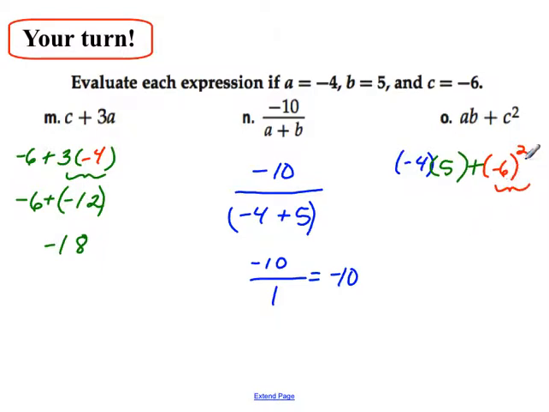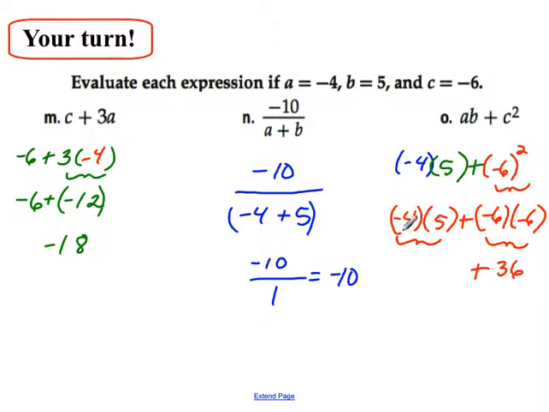Our order of operations, remember, says we have to do our exponents first. So negative 6 squared means negative 6 times negative 6. Let me just write out the rest of this: negative 4 times 5, and negative 6 times negative 6 gives us positive 36. Then we can do our multiplication from left to right. A negative times a positive is a negative, and 4 times 5 is 20. And now we have negative 20 plus 36, opposite signs, so we subtract the numbers, and we end up with 16, and that's going to be a positive 16.